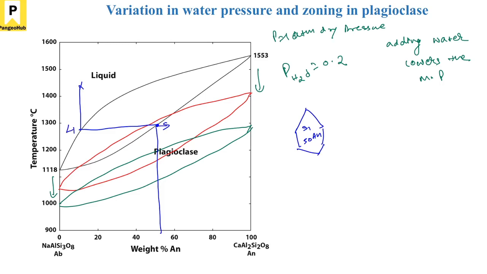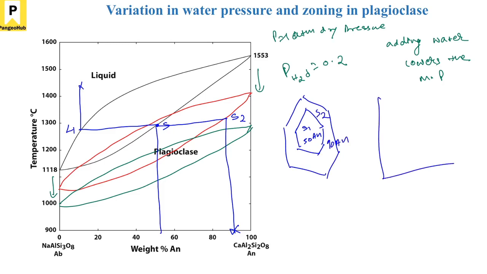In that case, liquid L1 will now be stable with a solid which is S2, producing a composition like this. So now you will have something crystallizing above this. This is S2. You see, you have 50 anorthite and then you have 90 anorthite. So there is a core to rim increase in anorthite content. This is also an example of reverse zoning. So if you have a change in water pressure, it can lead to formation of reverse zoning in plagioclases. If you have a change in magma composition, you can develop normal and reverse zoning in plagioclases. If you are dropping the temperature faster, cooling it faster, then you can develop normal zoning in plagioclases.